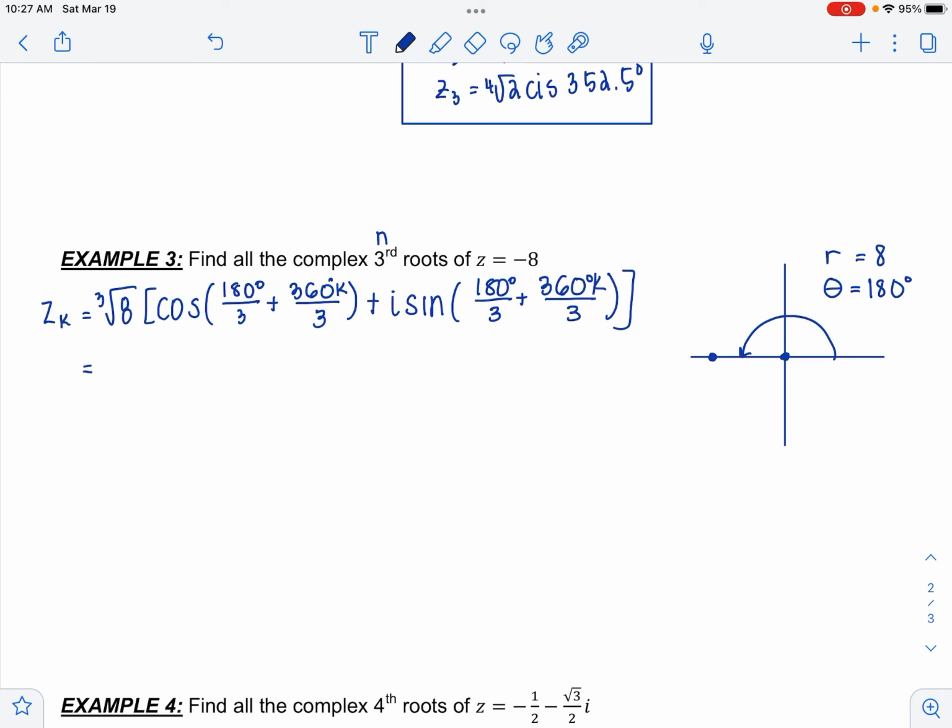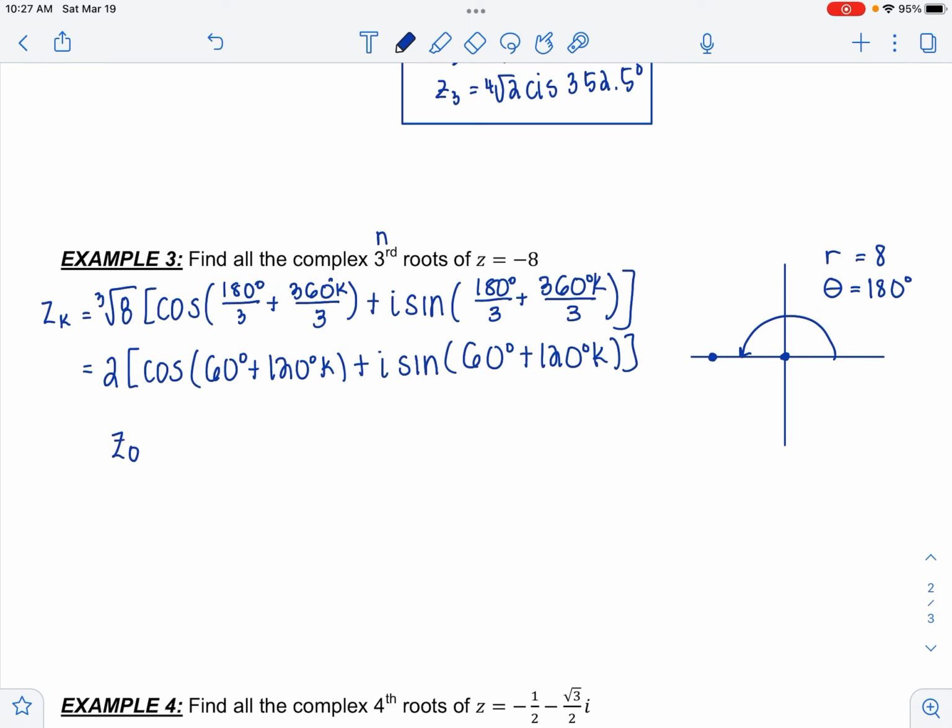All right, so cube root of 8 we do know. Cube root of 8 is 2, and then we have cosine of 180 divided by 3 is 60 degrees. 360 divided by 3 is 120 degrees k, plus I sine of the same thing. So easier mental math with this one. All right, so now we're going to find our 3 complex roots. Z sub 0, Z sub 1, and Z sub 2. All right, plug in 0, and I get 2 cis 60 degrees. Plug in 1 or add 120 to that, 2 cis 180 degrees.